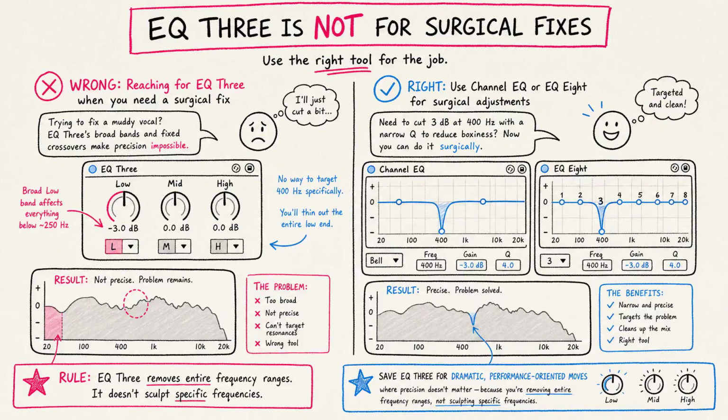This is the most common mistake, reaching for EQ3 when you need to clean up a muddy vocal or remove a problematic resonance. EQ3 isn't designed for this work. Its broad bands and fixed crossover architecture make surgical adjustments impossible. If you're trying to cut 3 decibels at 400 Hz with a narrow Q to reduce boxiness, you need channel EQ or EQ8, not EQ3. Save EQ3 for dramatic performance-oriented moves where precision doesn't matter because you're removing entire frequency ranges, not sculpting specific frequencies.